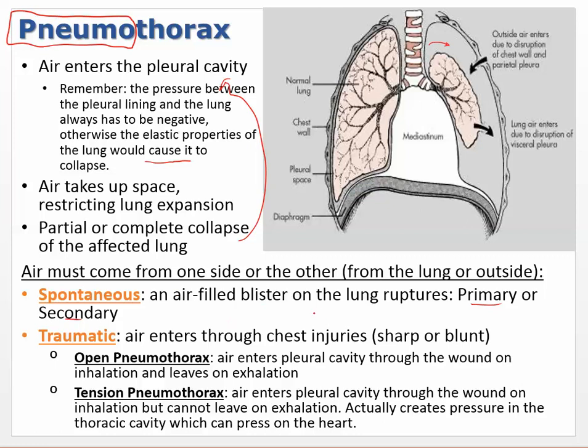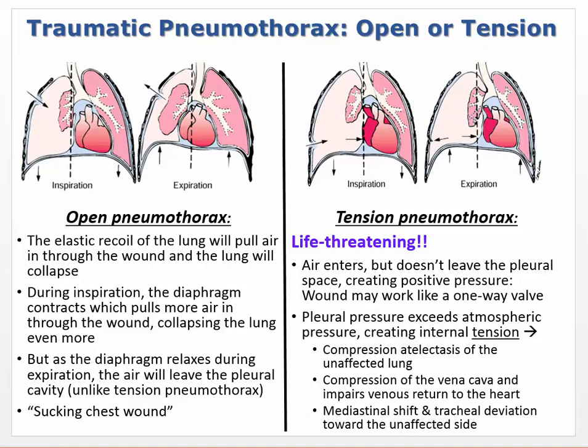And then traumatic. With traumatic, you've got a couple of choices too. You got stabbed with a knife or something sharp poked through the chest, and you have an open pneumothorax, which means air is going in and out. Or you have a tension pneumothorax, which means air is going in and it's not going out. So that's going to build up positive pressure inside there. It's actually going to push on the lung. Okay, so let's look first at the traumatic pneumothorax.